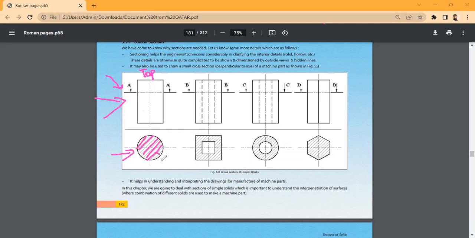What about the angle? 45 degrees. And what about the spacing between the lines? It's small and uniform. Okay, uniform spacing. Then the second one. Say something about the second one.